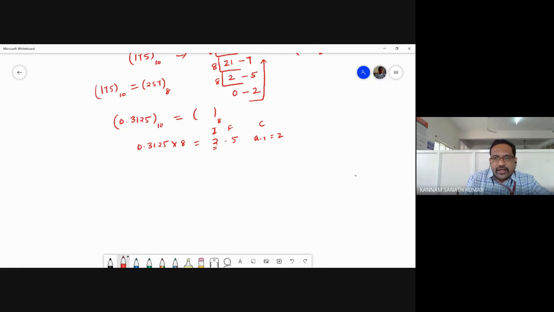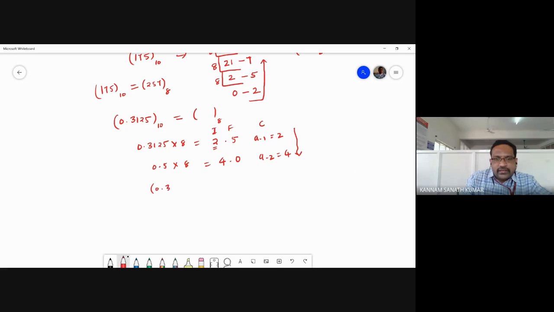This is 2. Again this fractional value 0.5 is there. Again you need to multiply with 8. So what are you getting? 0.5 times 8, you are getting 4.0. So a minus 2 coefficient is 4. So you have to take from top to bottom.